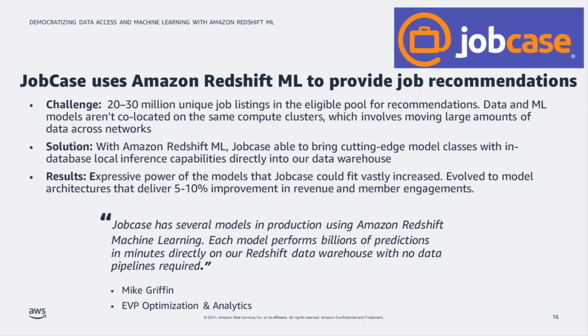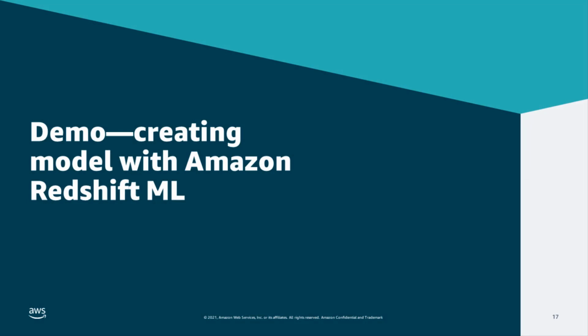They were earlier using an external machine learning platform with data pipelines built to export their data daily. That used to take them hours to get inferences or predictions. With Redshift ML, now they're getting their inferences in a few minutes without building any data pipelines. They're already seeing results with a 5 to 10% revenue improvement and also 5 to 10% improvements in member engagement rates. We already heard Chris talk about other customers who have benefited from Redshift ML across many other industries and use cases.